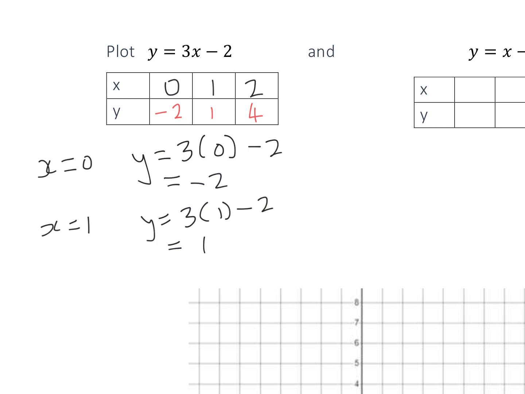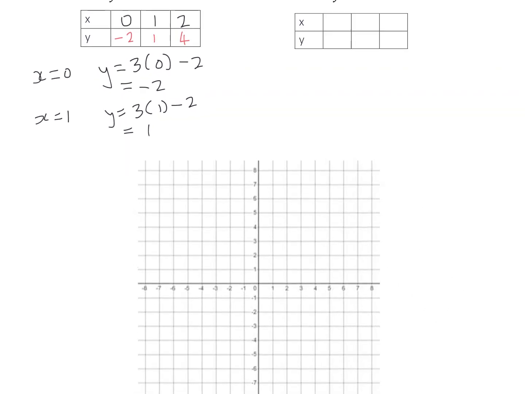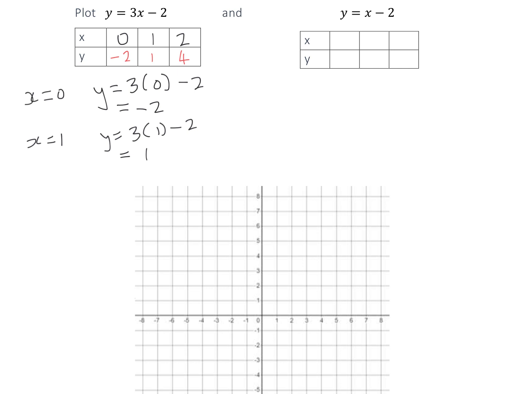What we have now in the table is a set of coordinates. 0, minus 2; 1, 1; and 2, 4. So we can plot that. Remember, your x value is along the corridor, and the y value is up the stairs, or if it's negative, in this case, we'll go down to the basement. So we're going to plot 0, minus 2. Along the corridor to 0, and then down to minus 2, so here. The next one's 1, 1, so along the corridor to 1, up the stairs 1. And finally 2, 4. Along the corridor 2, up the stairs 4.